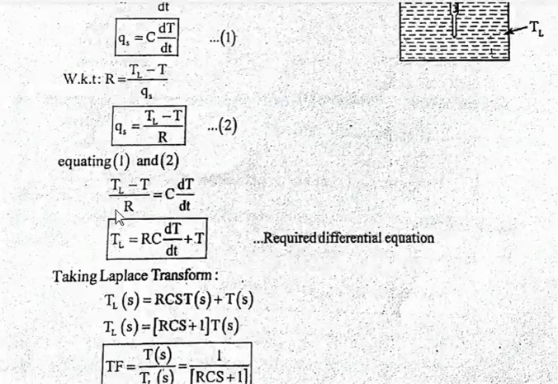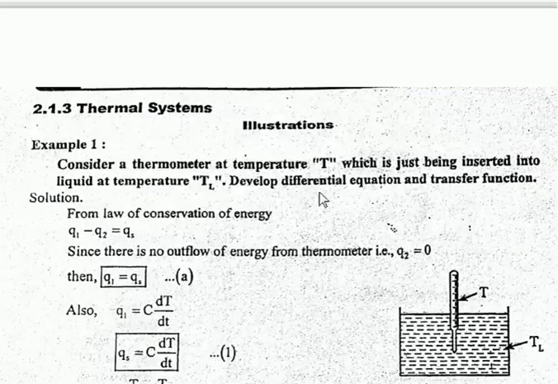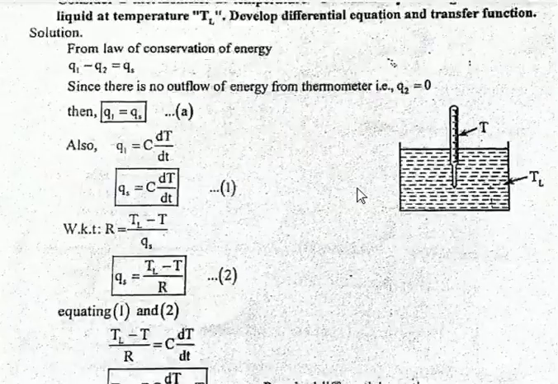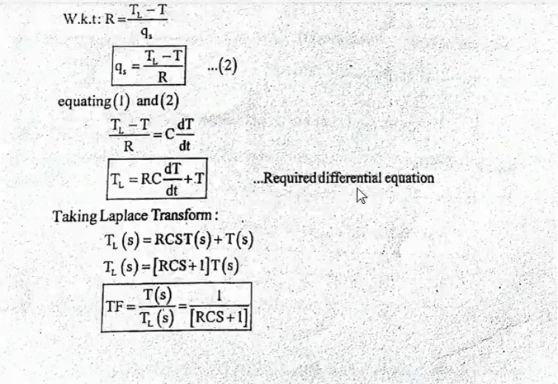Next, simplified, TL is equal to RC dT by dt plus T. This is the required differential equation. Here he has asked to develop the differential equation, so this is the required differential equation: TL is equal to RC dT by dt plus T. Now taking the Laplace transform of this equation, TL is nothing but TL of S.